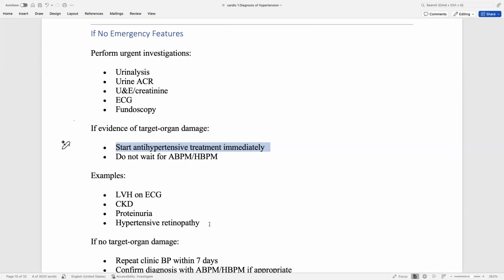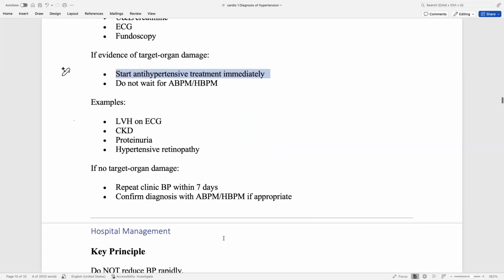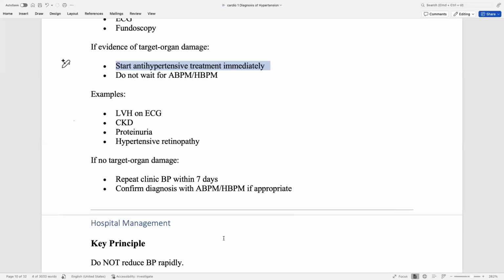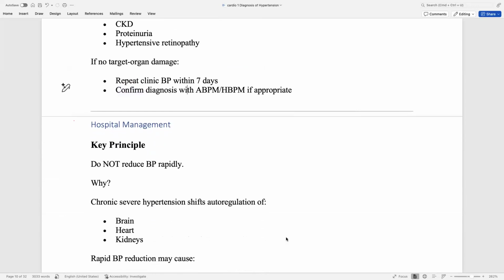But if there is no end organ damage, we don't know. Maybe it is just elevated today. Tomorrow it may disappear. We don't know. We cannot treat like that. We need at least to measure it once in the clinic, or use a 24-hour ambulatory device, or home monitoring for 6 days. Okay?